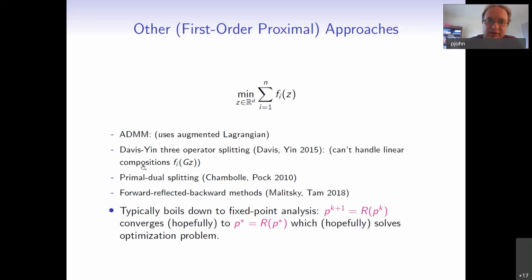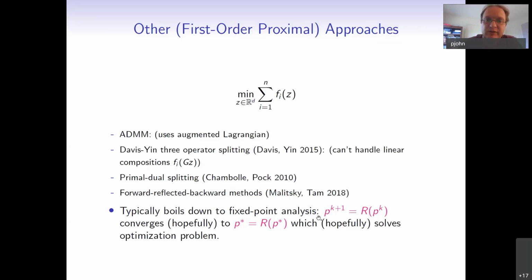The analysis for these sorts of methods is typically based on a fixed point analysis. The idea is that to get from one iterate to the next, you're applying the same mapping. This mapping could be very complicated, like in the case of ADMM or any of these methods, but it's always the same thing that you're doing at each iteration.